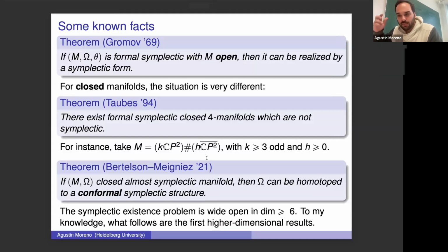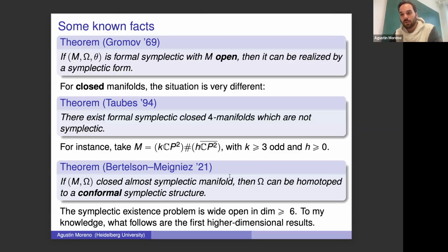And more recently, there's a nice theorem of Bertelson and Meigniez, from 2021. So what they tell us is that in any dimension, if you start with a closed almost symplectic manifold, so with a non-degenerate two-form, then you can actually homotope it to a conformal symplectic structure.